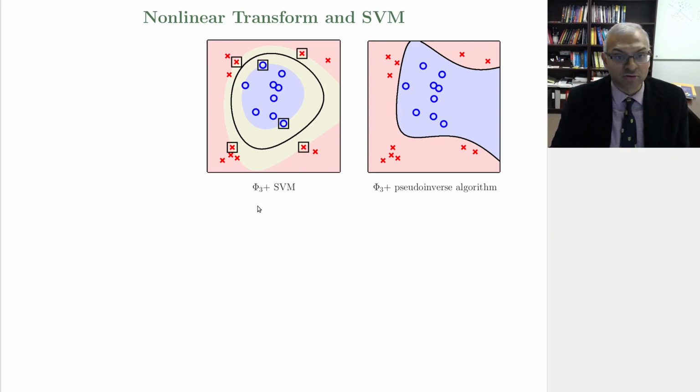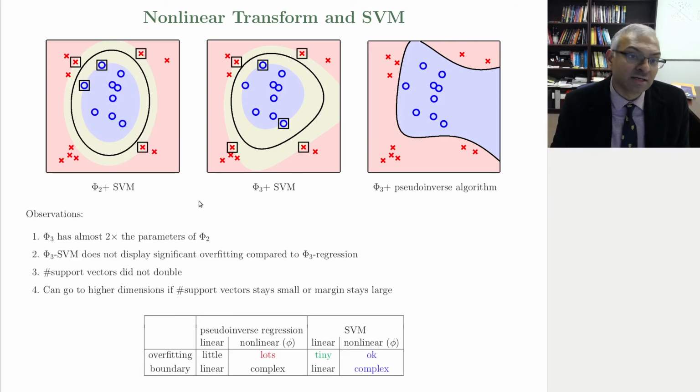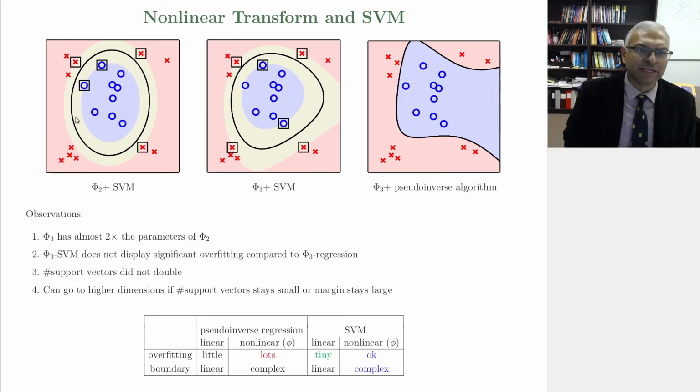Now, just for comparison, I also did the transform to the second order polynomial space and used the support vector machine, the optimal fat hyperplane, and you see it's beautiful. This is basically the target function, more or less. Okay, and now we have 1, 2, 3, 4, 5 support vectors, and we have a nice yellow fat separator.